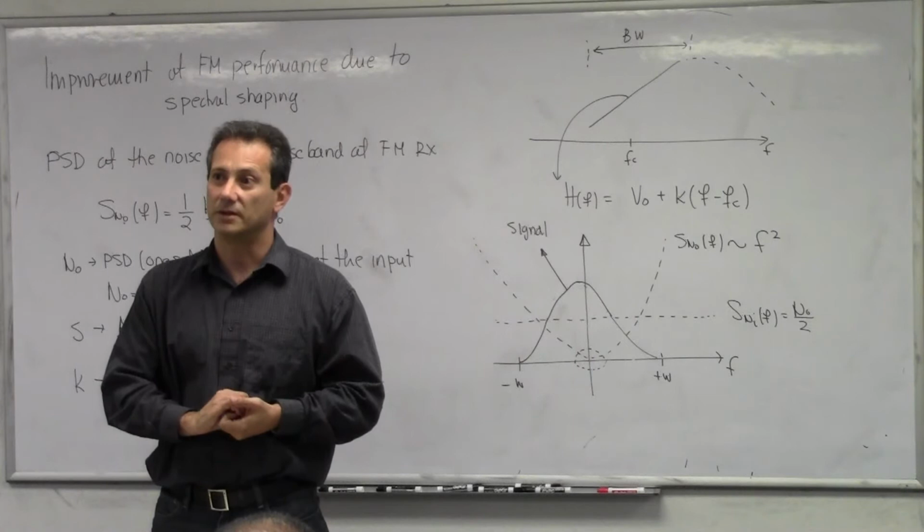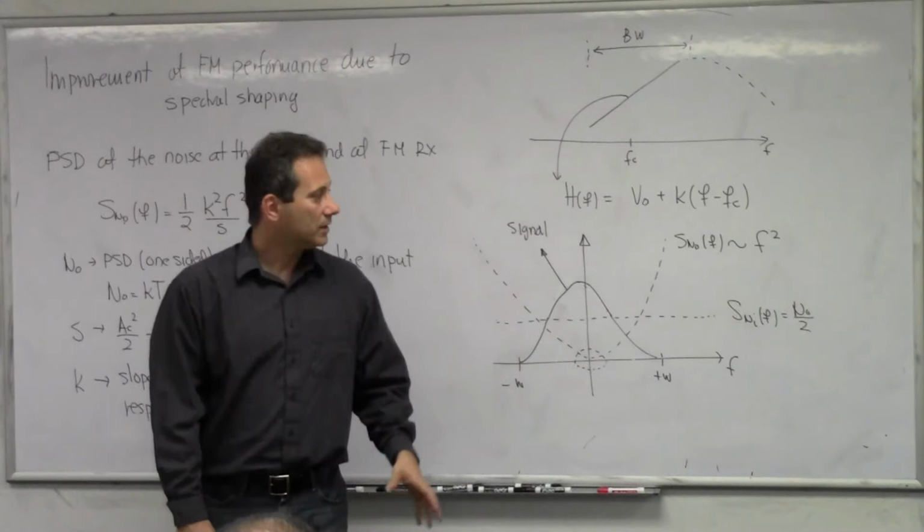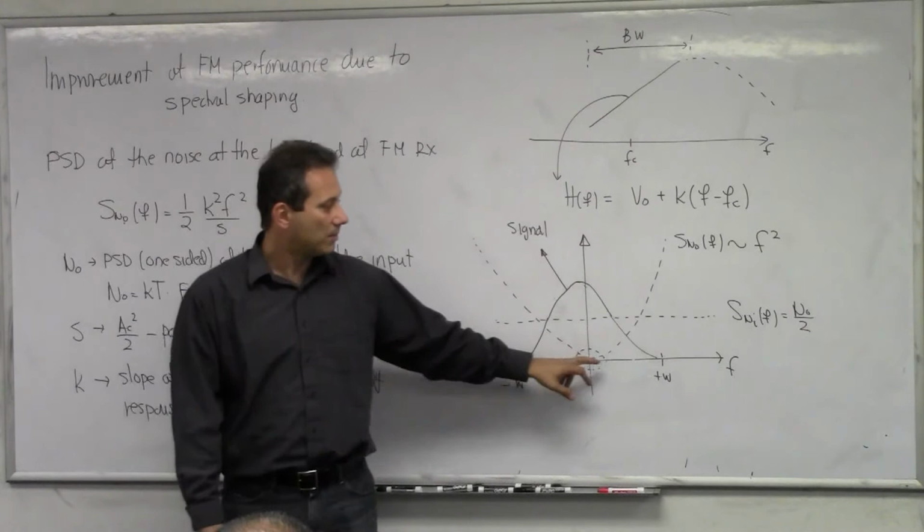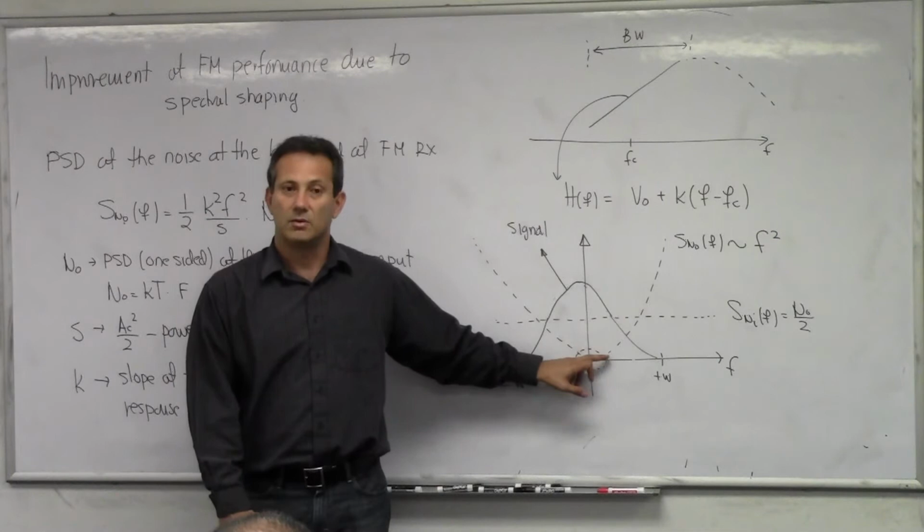So how do we tackle that? Well, there is something called spectral shaping, or in case of FM, the use of what is called pre-emphasis and de-emphasis circuits, that I'm going to cover here, that will actually help us compensate for this. And the compensation will result in an improvement of the signal-to-noise ratio.